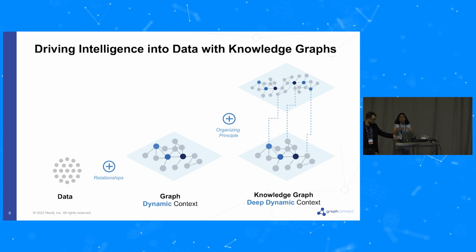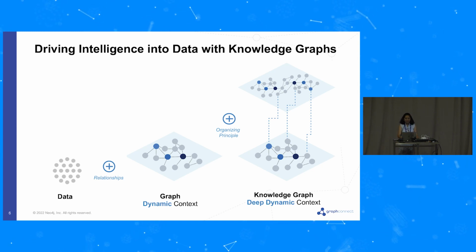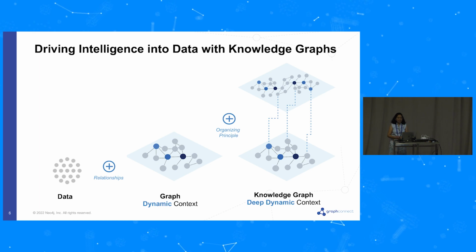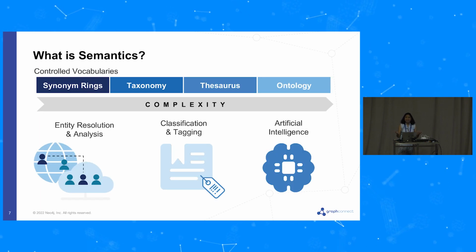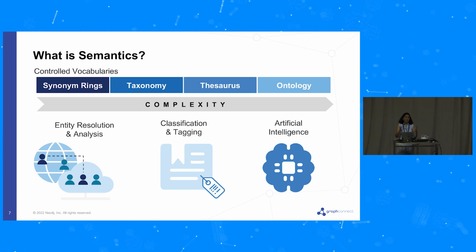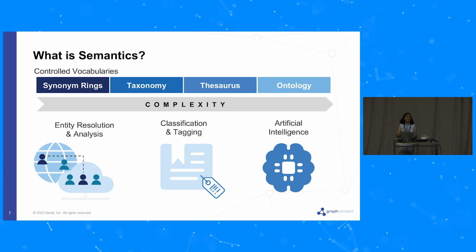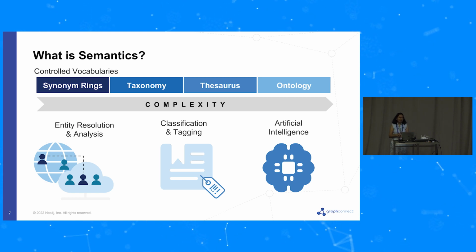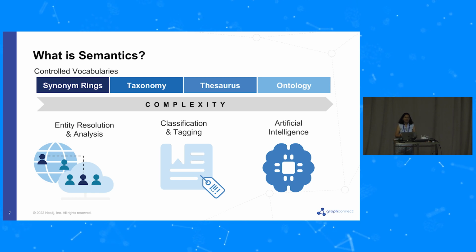Okay? In more formal terms, we can also think of organizing principles as semantics. And what do I mean by semantics? Semantics just means context, and it confers context to things, okay? So there are many different types of semantics, and shown here are 4 different types, and I'm just gonna walk you through each one of these.